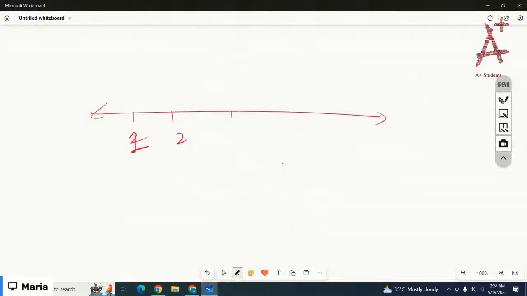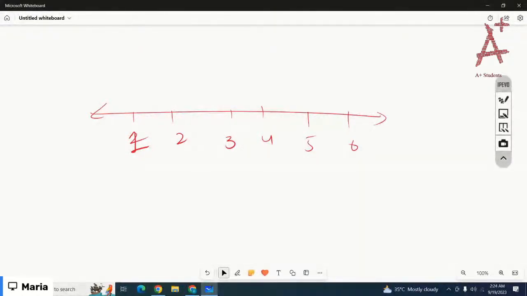One, two, three, four, five, six. You have a line, and you can represent the numbers on it. The distance between 1 and 2, 2 and 3, they are exactly the same, right? Because I made this on the board, maybe they do not look the same.